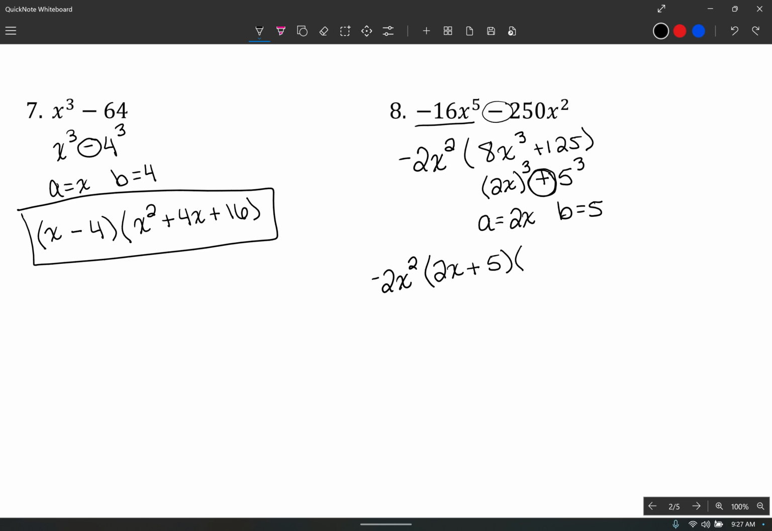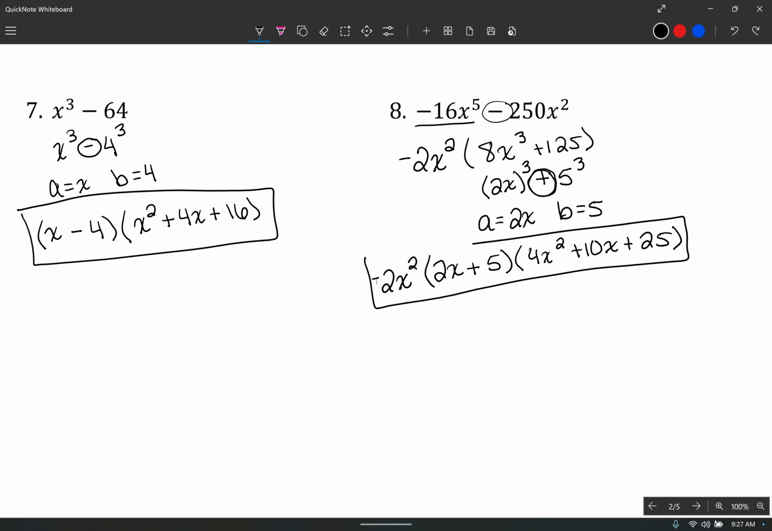Then I'm going to square my a. 2x squared would be 4x squared. Multiply 2x and 5, that gives you 10x. And then square your 5, that gives you 25.